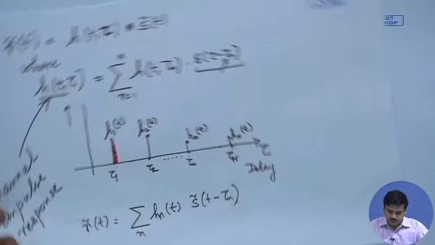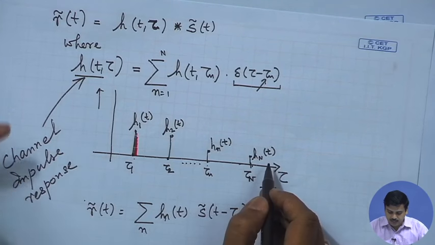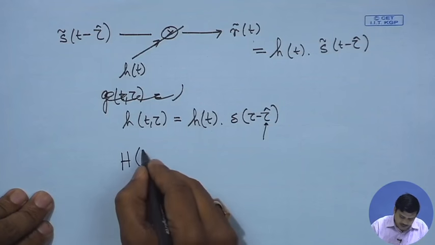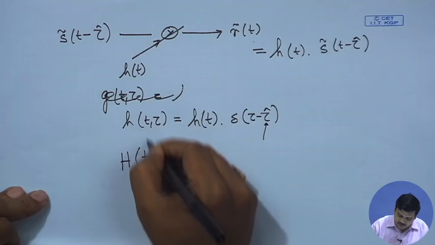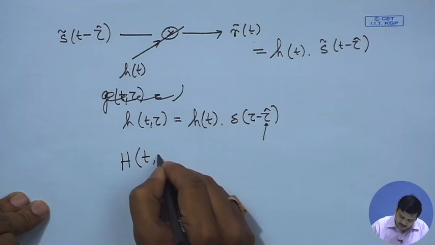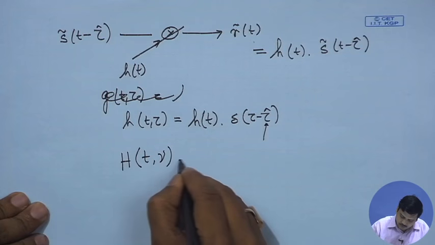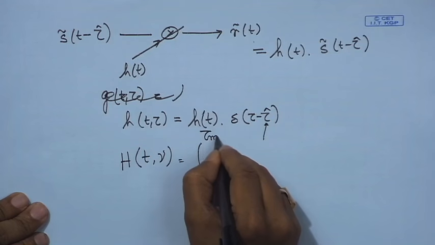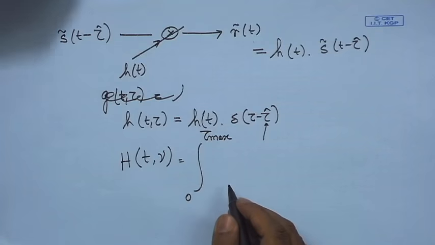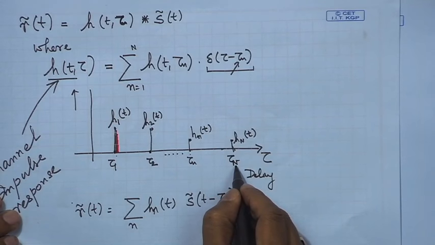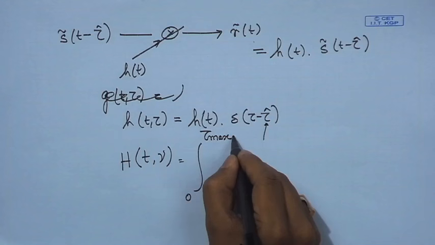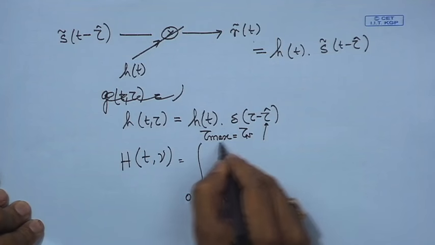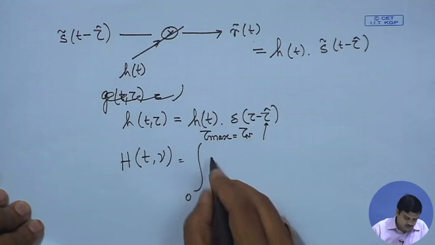So that means we have to take the Fourier transform across this axis. If we take the Fourier transform across this axis, we could get h of t, because we are not taking the Fourier transform in the t axis. Let us put nu, which is equal to integration from 0 to tau max. By tau max we mean the maximum value or tau n in this expression. Since it is continuous domain that we are doing now, it will be tau max.